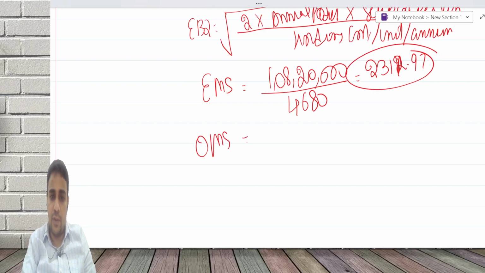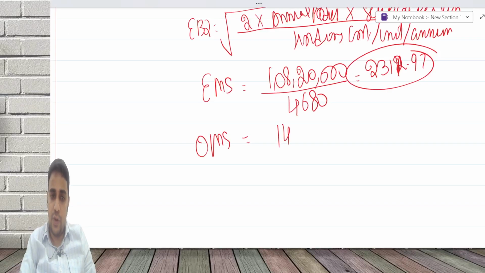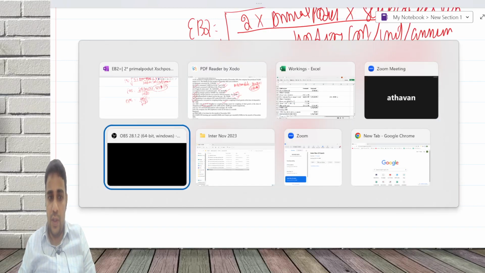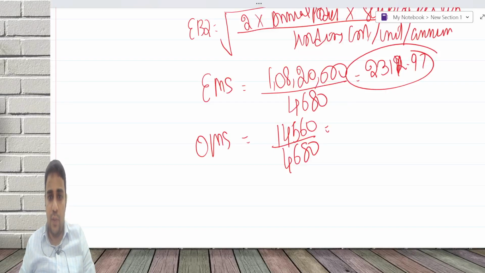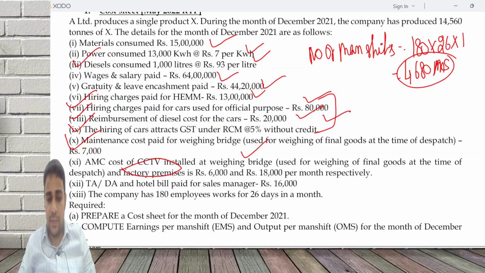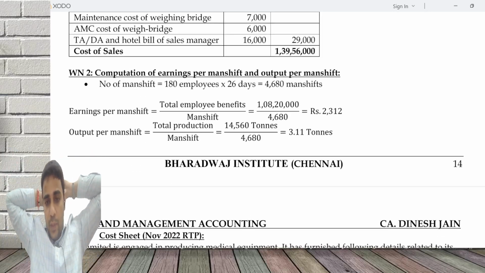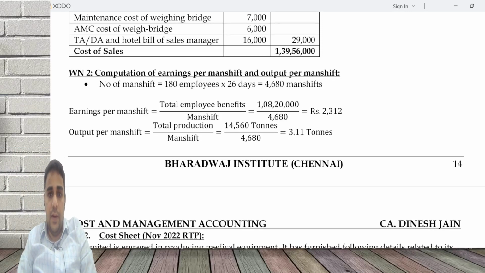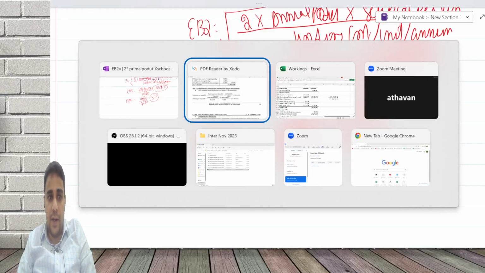Output per man shift is equal to what we have produced, 14,560, divided by 4680. That is 3.11 ton per man shift. Earnings were rounded off to 2312, and 3.11 tons per man shift. We have not calculated the profit or loss because data is not there for the same.